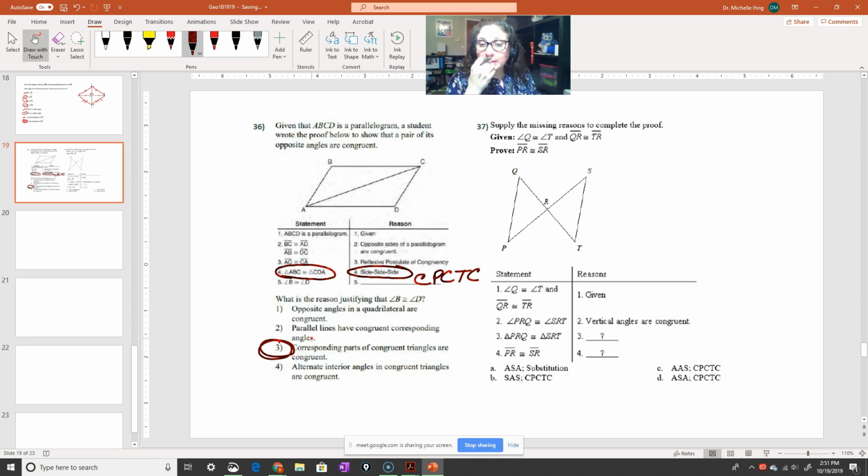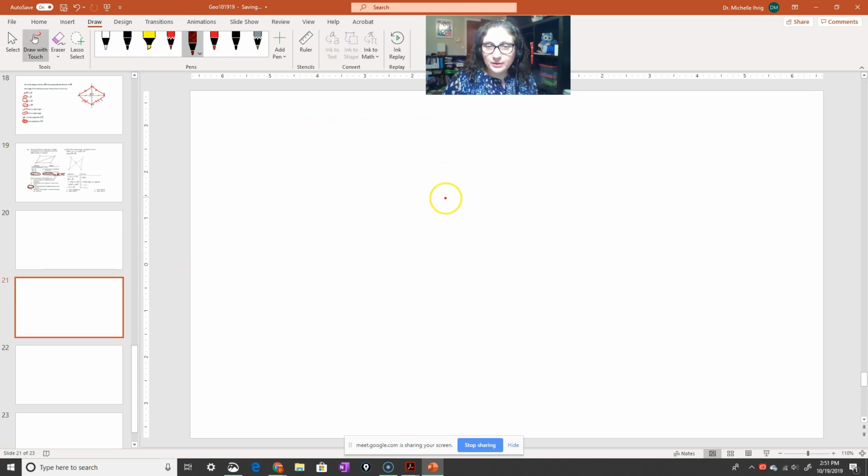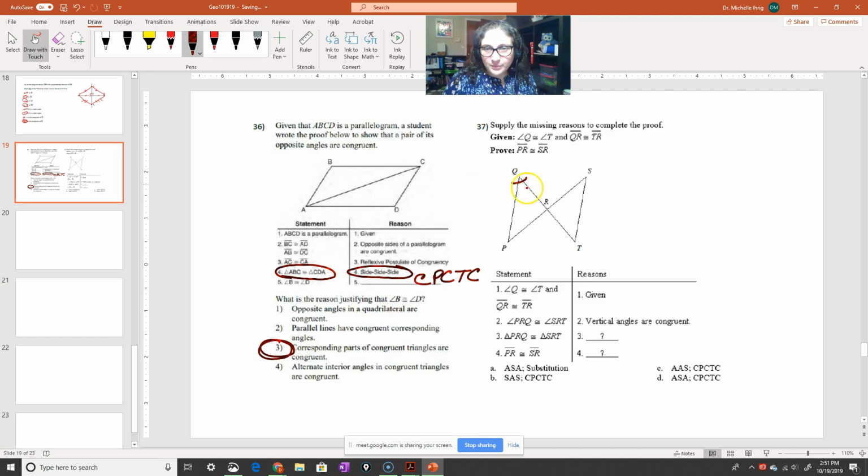All right, let's go to the next one. It says QT and T are congruent. So we know these are congruent here. So this gives us an angle. QR and TR are congruent. That's going to give us a side.